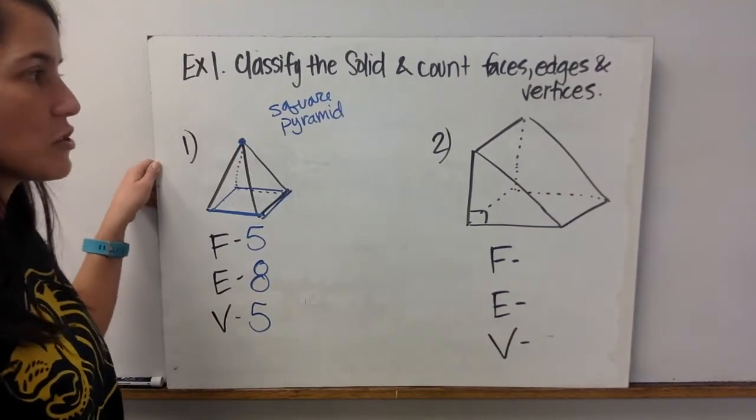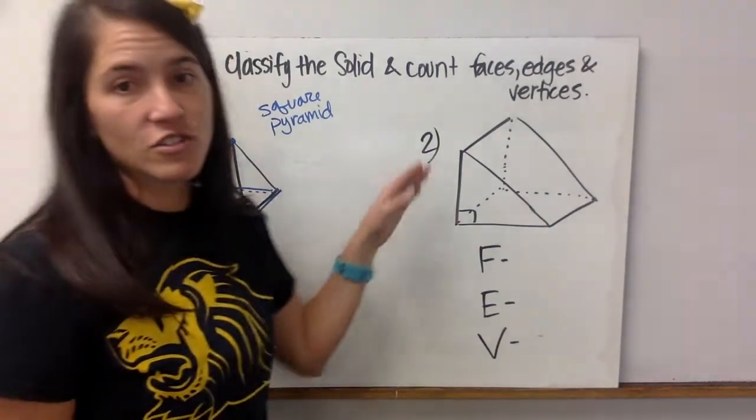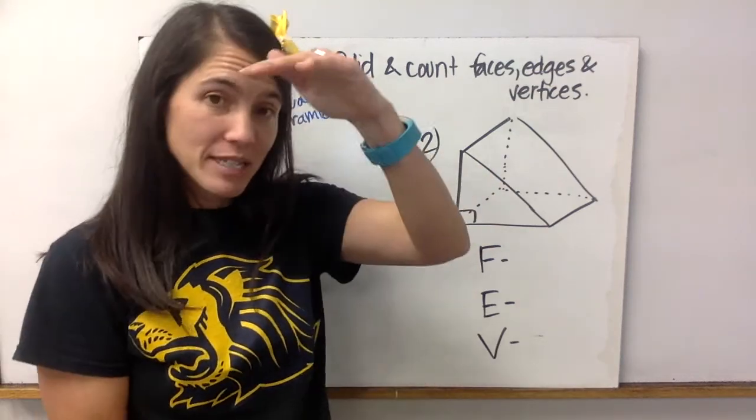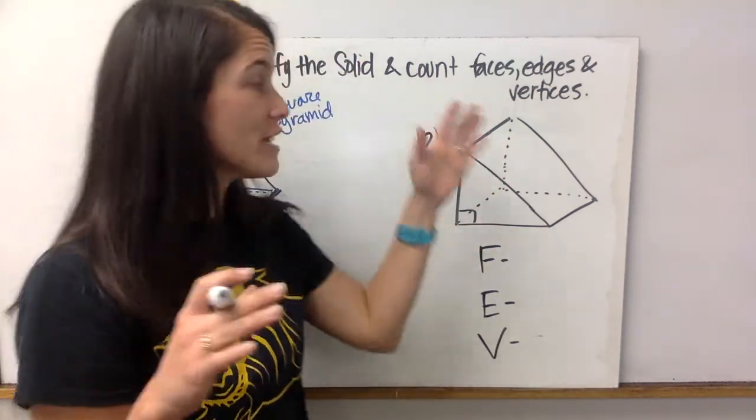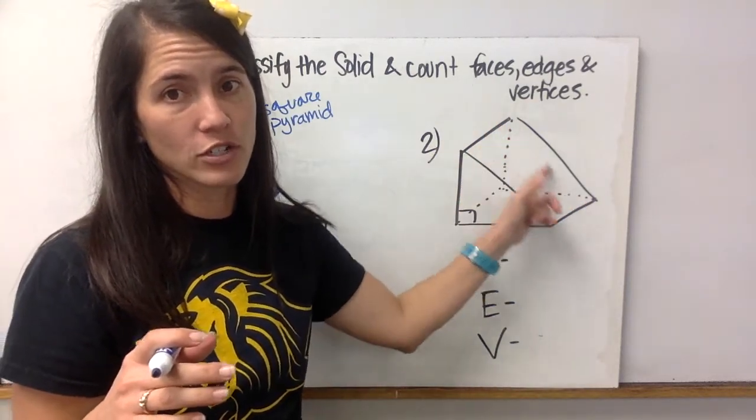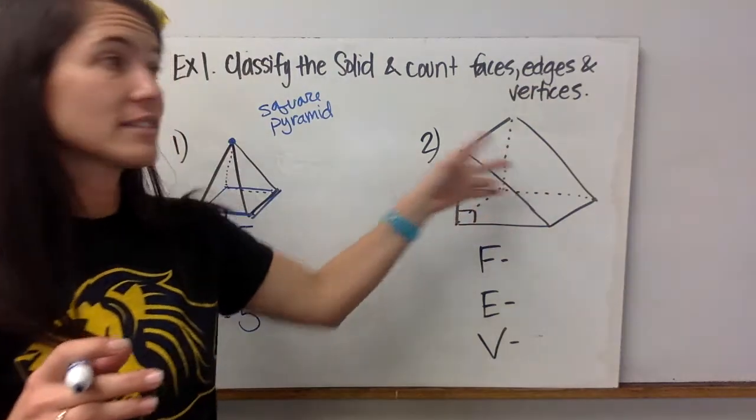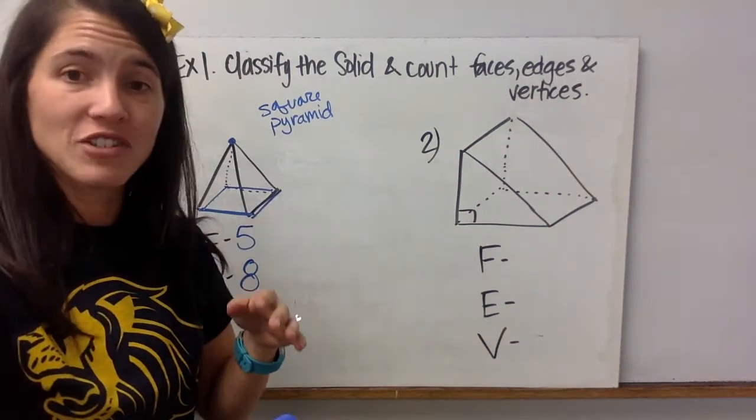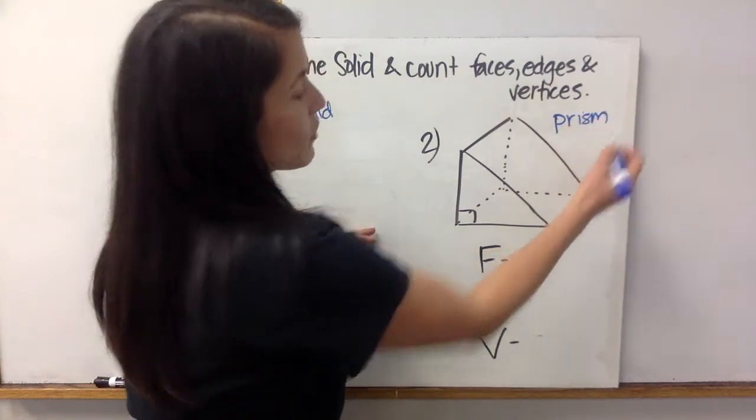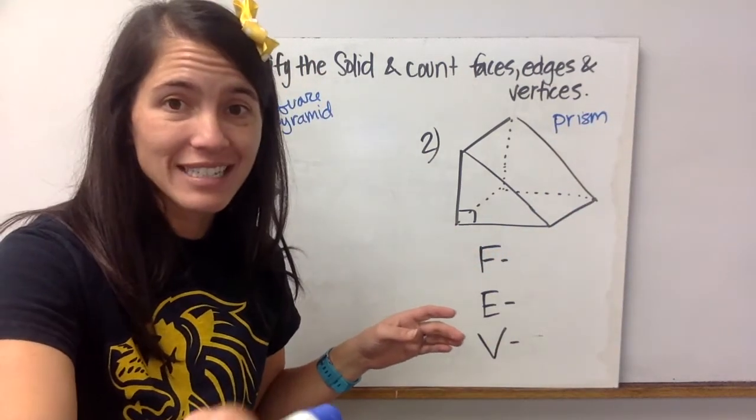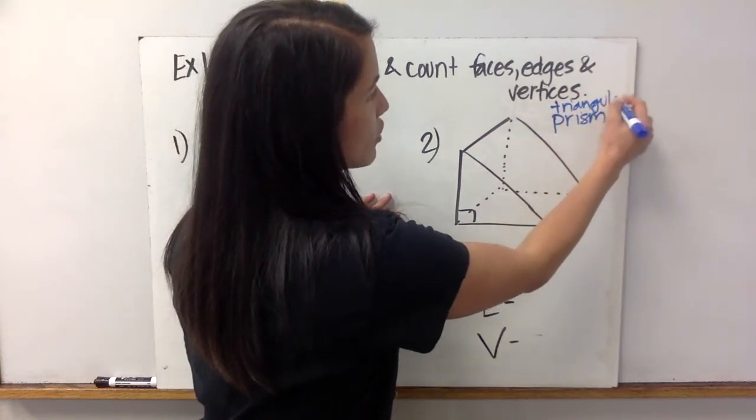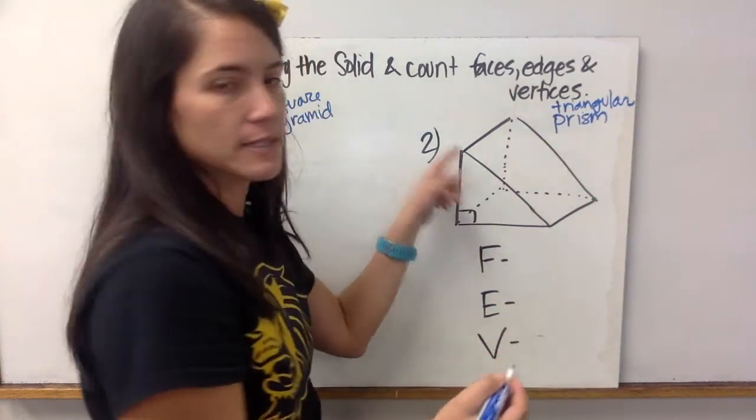Okay? Example 2, we need to name this. Now, this shape has 2 bases. The bases are going to be like the ends. Sometimes it's the top and bottom, sometimes it's the side. Now this has 2 bases. We have a triangle here, and we have a triangle over here. Do you see that triangle right there? So because it has two bases and they're all flat surfaces, flat edges, this is a prism. And then we name it by its base, and its base is a triangle, so this is a triangular prism, because here's the base.